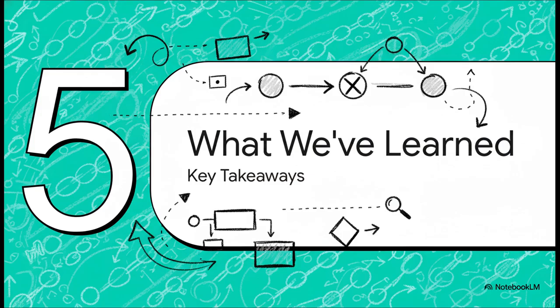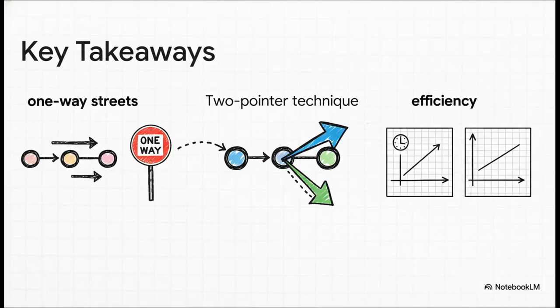Okay, let's bring it all home. What are the big, key takeaways from our little journey here? So here's what you should remember. First, that one-way street nature of singly linked lists is what creates these fun, unique challenges. Second, that two-pointer technique, it's a super powerful strategy to have in your back pocket for tracking nodes. And finally, we learned that the most efficient solution runs in linear time, O of n, and uses constant extra memory, O of 1. It's fast and it's lean.